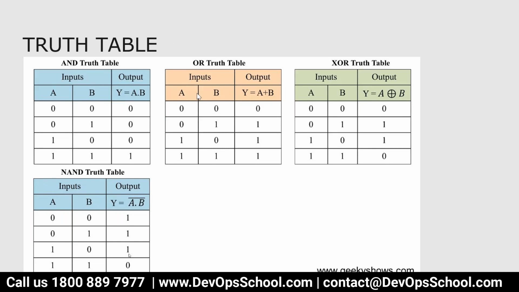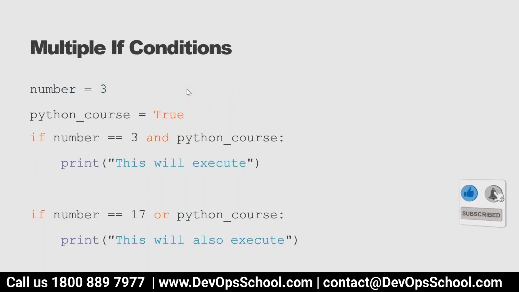So this is the truth table. We have logical AND, OR, XOR, NOR. This is something you can check. Here we have multiple if conditions.